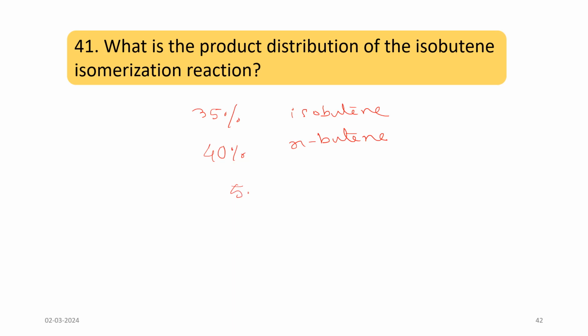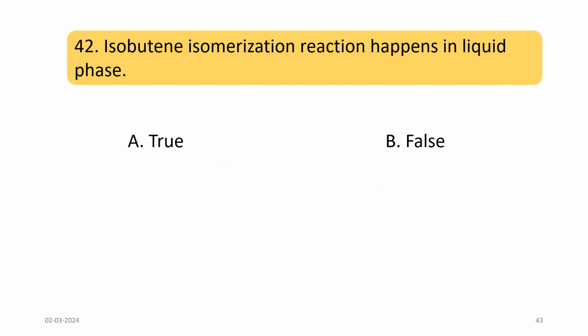and the rest 5% is the hydrocarbons which have only one to three carbons in the hydrocarbon chain, and the rest 20% is the C5 plus hydrocarbons. Okay, so this is the product distribution of the isomerization reaction. Next question is, the isobutene isomerization reaction happens in liquid phase. Is it true or false?